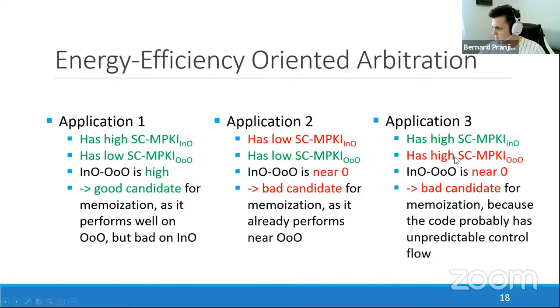And then there's application three. It has high cache misses on the in-order core, but also high cache misses on the out-of-order core. And that's kind of the same idea again. So you would have a lot of cache misses on the out-of-order core. So even though you use the hardware for reordering, it doesn't help a lot. So you might as well not do it because it will just use more energy.